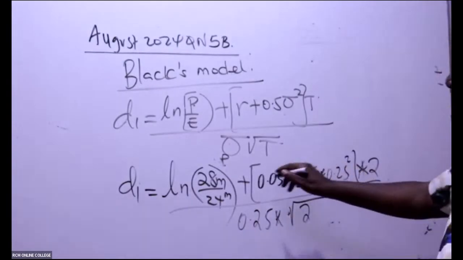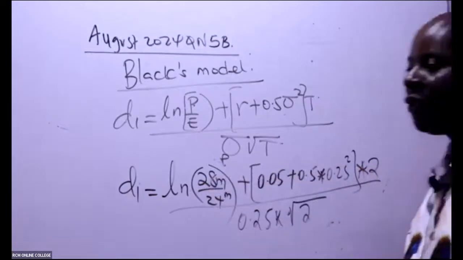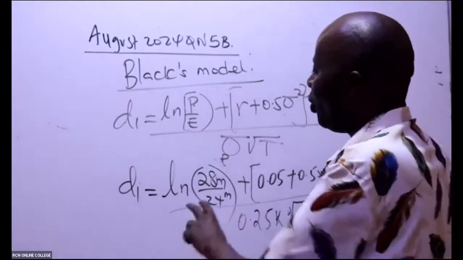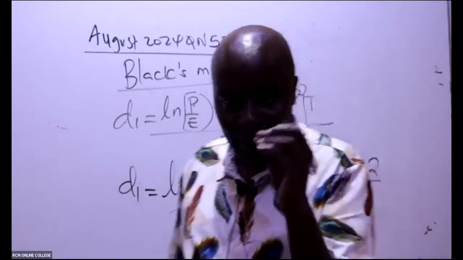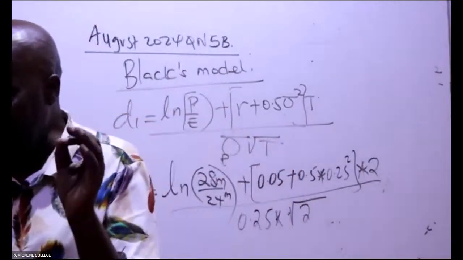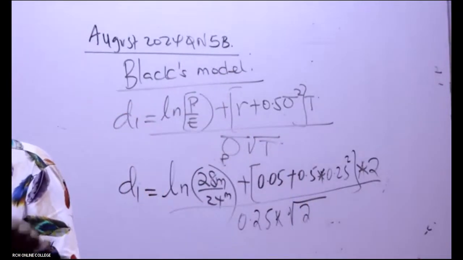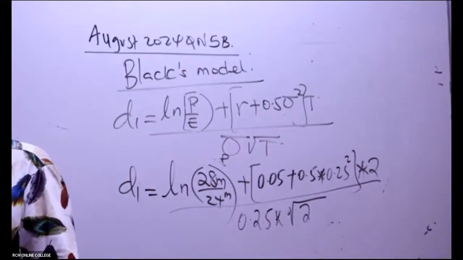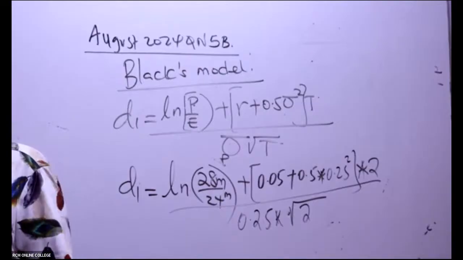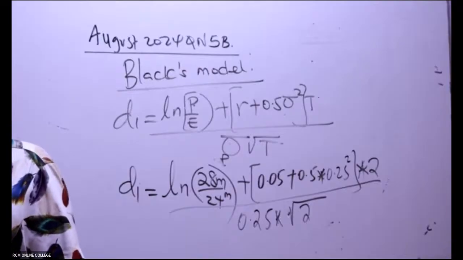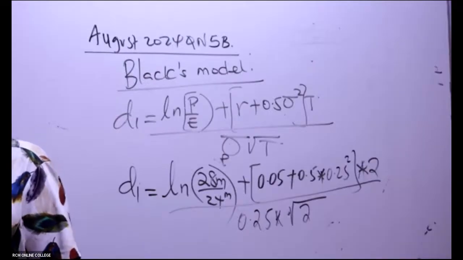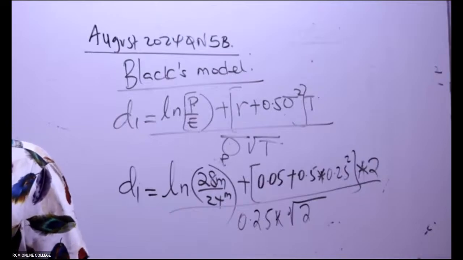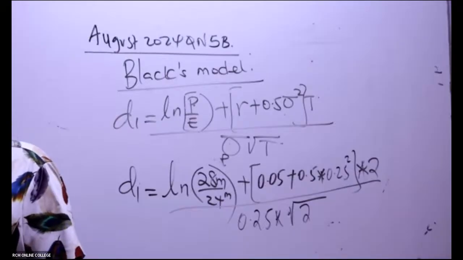So first of all, let's get what we have in the numerator. We shall use any calculator. You say ln. I hope you are able to see where ln is on your calculator. So you say ln, then open bracket, 28 million divided by 24 million, close bracket. You relax a little bit. It's not a jail area. I'm not time pressured in AFM. Plus, open brackets, 0.05 plus 0.5 times 0.25 squared, close brackets, times 2.